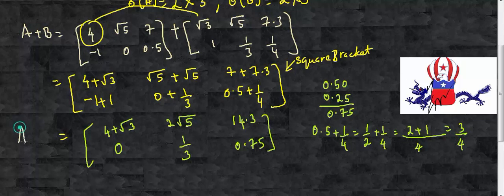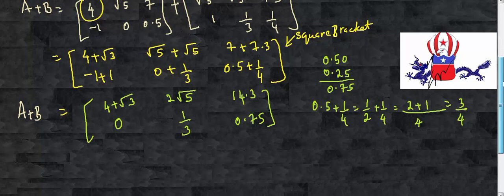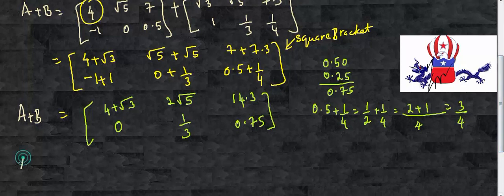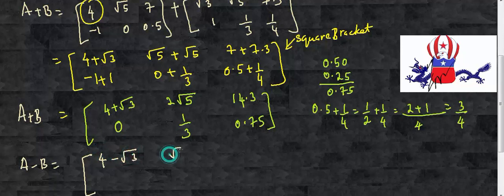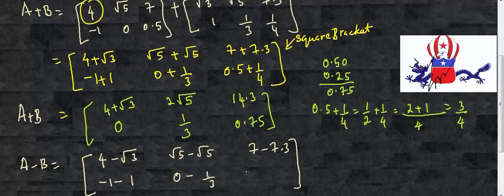So this is the case for adding two matrices. But if you are interested in subtracting them, then I can also show you that. So A minus B, in this case, what you have to do? The same thing. Explicitly represent them. 4 minus root 3, because the sign is going to be negative in between the matrices, followed by root 5 minus root 5. And then 7 minus 7.3, close the square bracket, negative 1 minus 1, 0 minus 1 over 3, and then you have 0.5 minus 1 over 4.